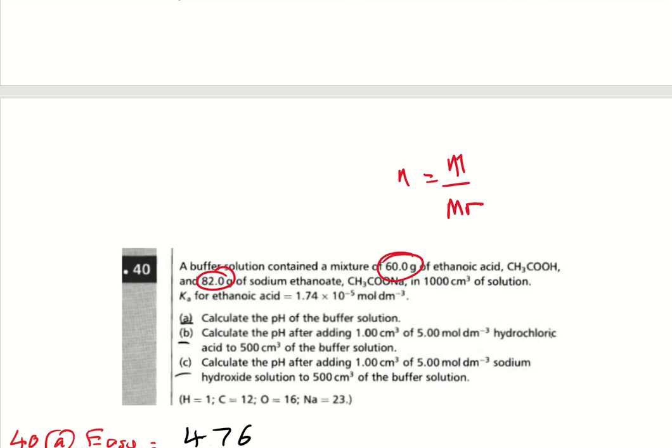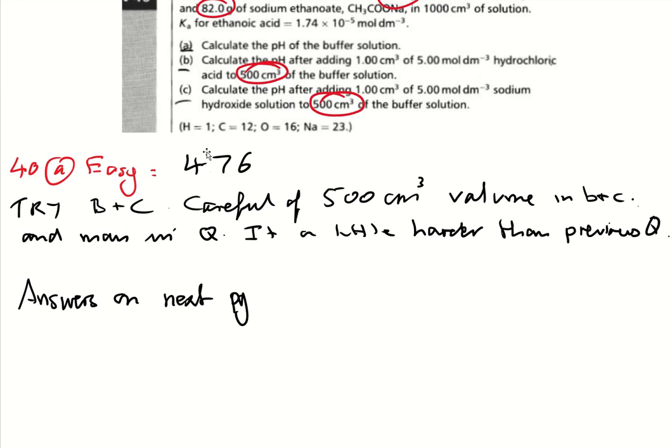And the other little thing you need to be careful of is that in your buffer for part B and part C, instead of having 1,000 cubic centimeters, you're down to 500 cubic centimeters. Okay, so we'll scroll down here, and if you want to pause it now, it'd be a good idea, and then I'll show the answers.